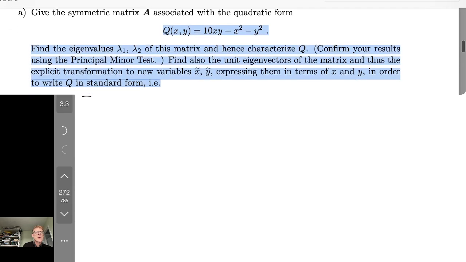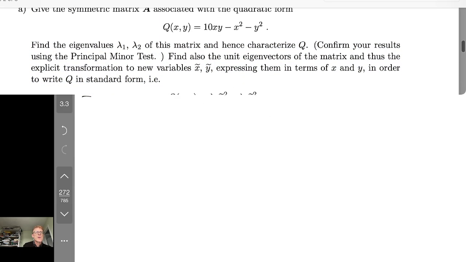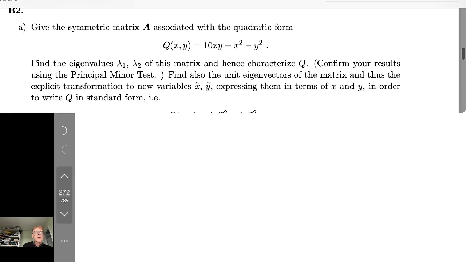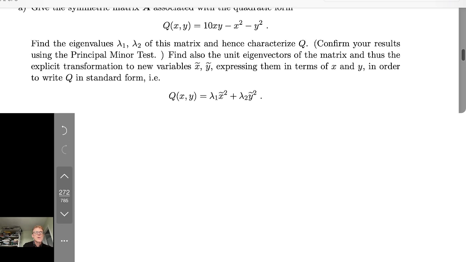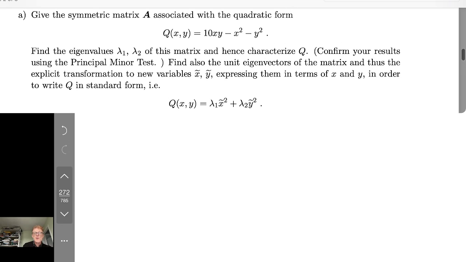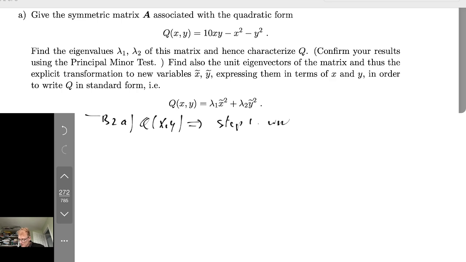In B2, you're given a quadratic form. So B to A, you are given a quadratic form, Q of x and y. Step 1 is write down the corresponding matrix A.